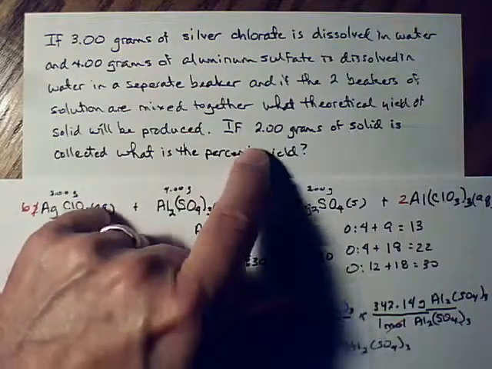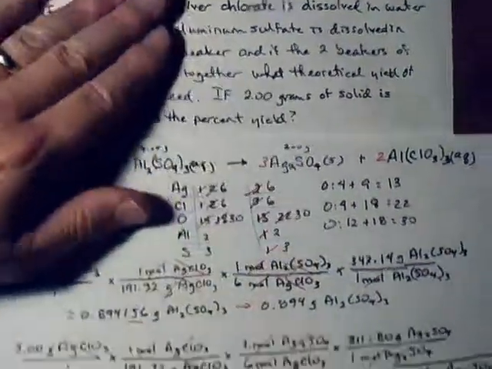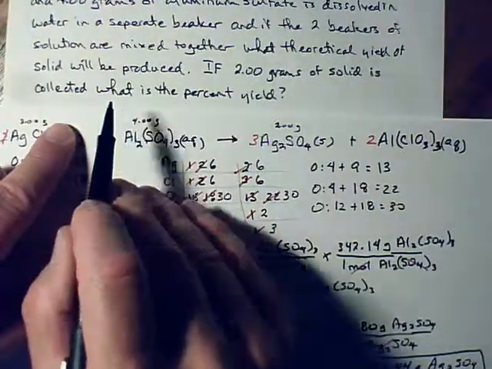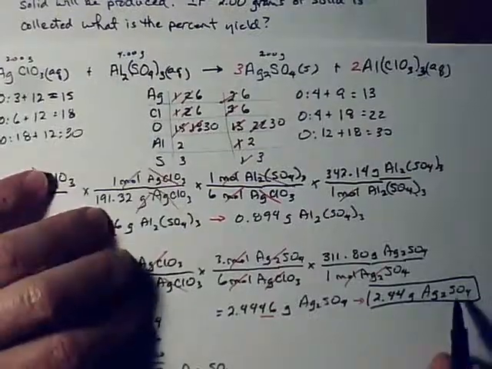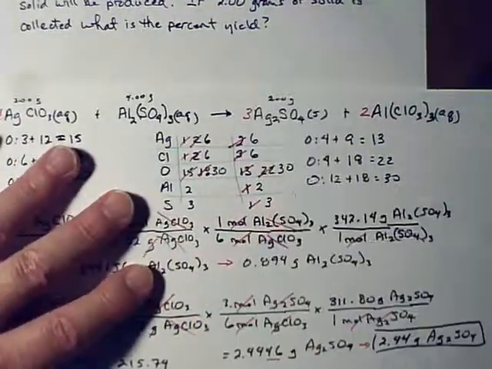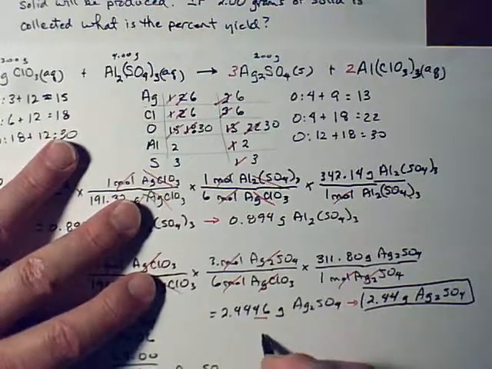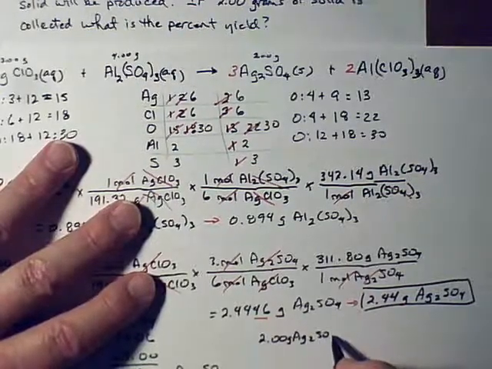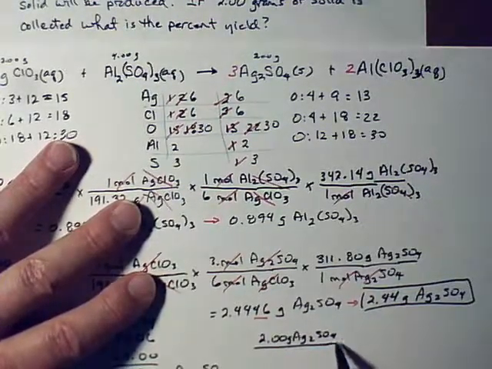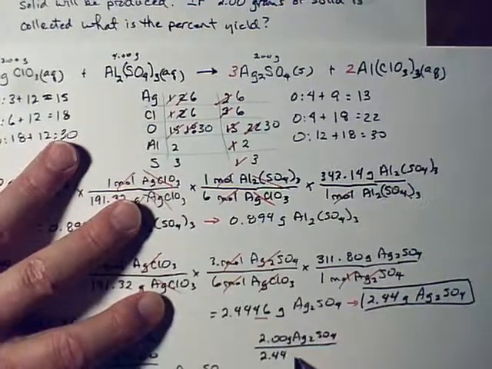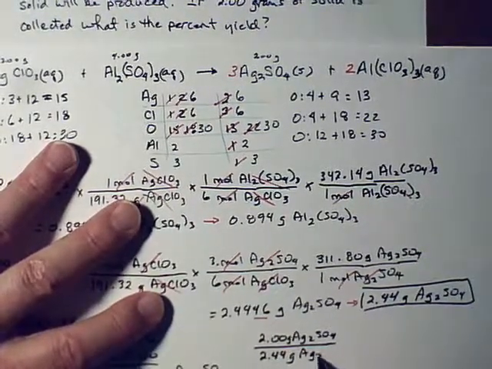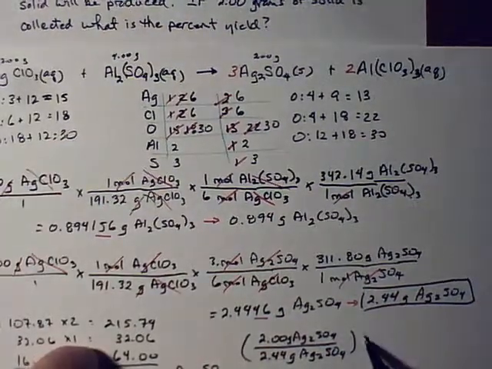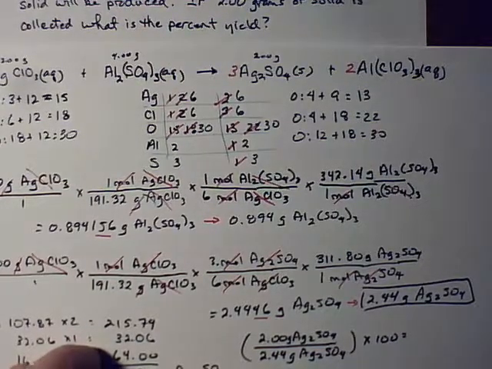Now we want to know about the percent yield. The percent yield is a whole lot easier. Once we get this, it should be fairly easy. It says we're going to collect 2 grams of solid at the end. And this is our solid. It says so right here, solid. So 2 grams of silver sulfate, that's our actual yield, over 2.44 grams of silver sulfate. That's our theoretical yield. So actual yield over theoretical yield, then times 100 to get a percent yield.